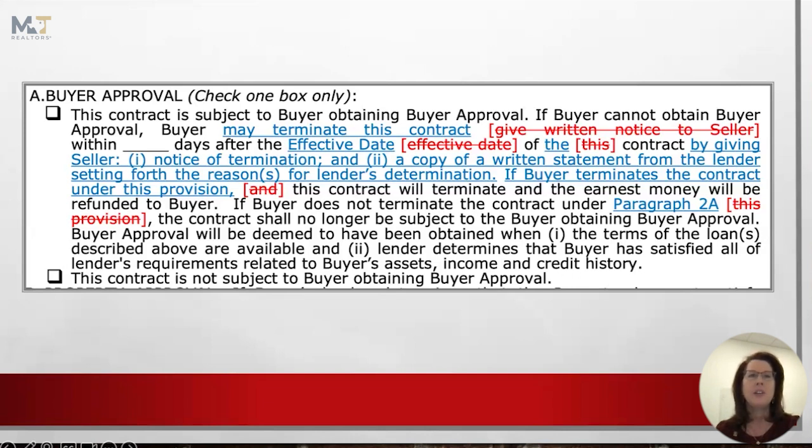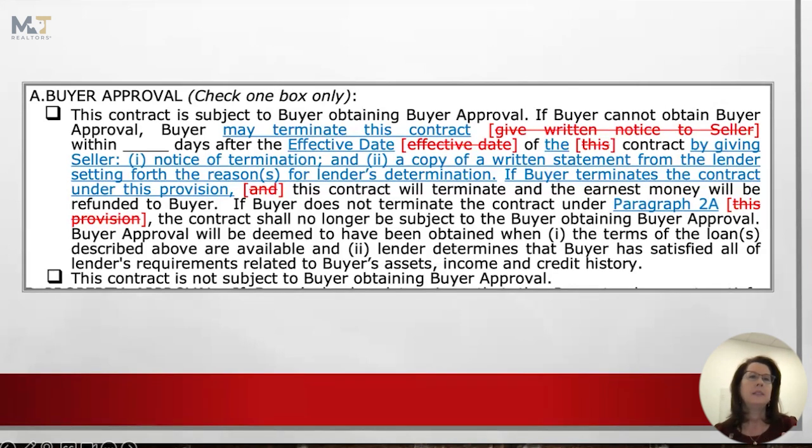If buyer terminates the contract under this provision, this contract will terminate and the earnest money will be refunded to the buyer. If the buyer does not terminate the contract under paragraph 2A, the contract shall no longer be subject to the buyer obtaining approval. Buyer approval will be deemed to have been obtained when, little i, the terms of the loans described above are available, and little ii, lender determines the buyer has satisfied all of the lender's requirements related to the buyer's assets, income, and credit history.